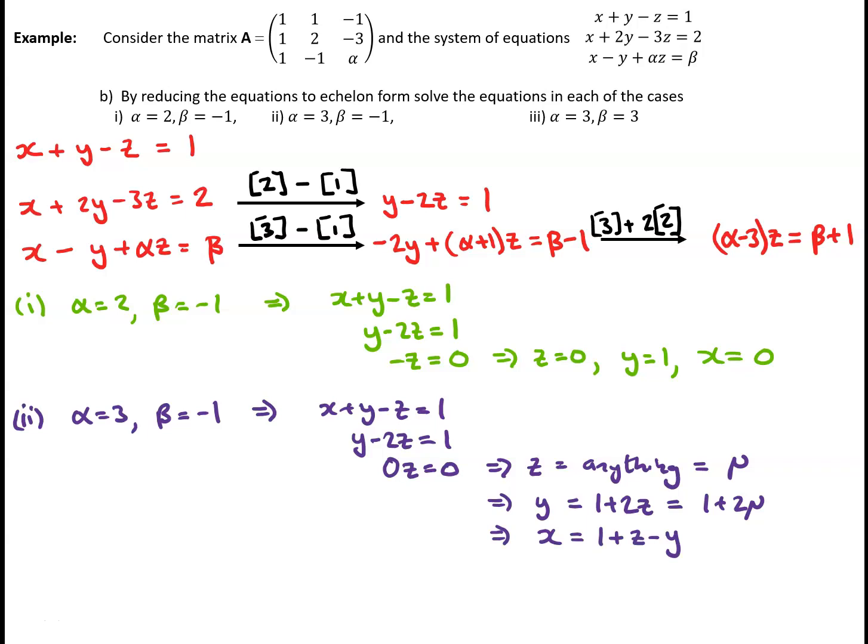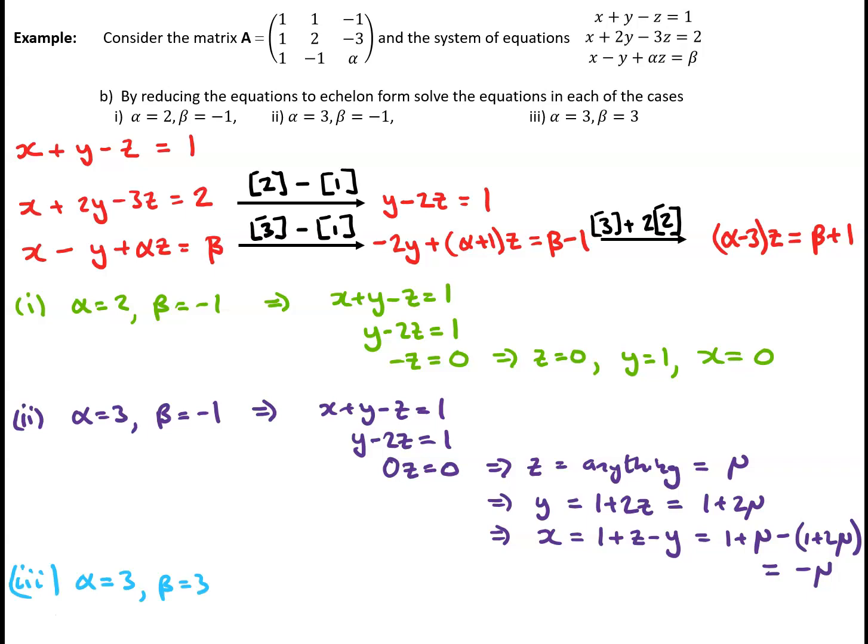and x is going to be 1 plus z minus y. So that is 1 plus mu, take away 1 plus 2 mu, which leads me to simply minus mu. So this is the case where I've got an infinite number of solutions. x is minus mu, y is 1 plus 2 mu, z is mu, where mu can take any value at all.